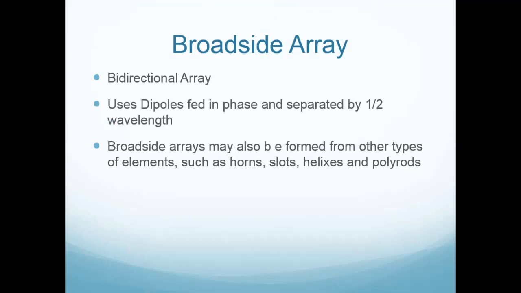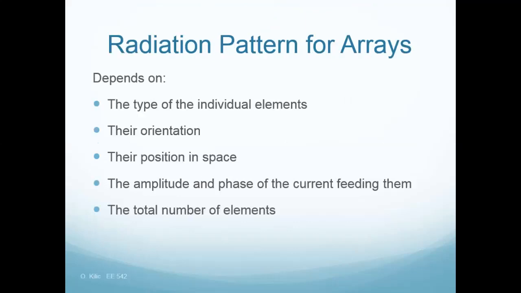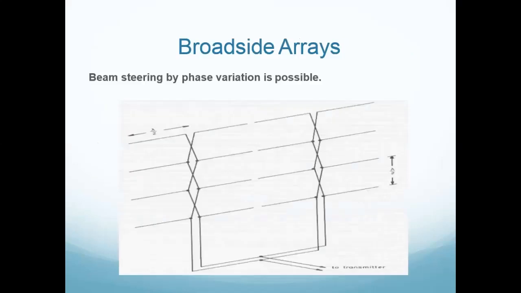Next, the broadside array, a bidirectional array, uses dipoles fed in phase and separated by 1/2 wavelength. Broadside arrays may also be formed from other types of elements such as horns, slots, helixes, and polyrods. Radiation pattern for arrays depends on the type of the individual elements, their orientation, their position in space, the amplitude and phase of the current feeding them, and the total number of elements. In a broadside array, beam steering by phase variation is possible.